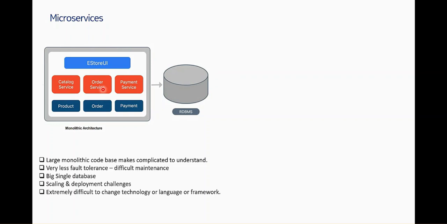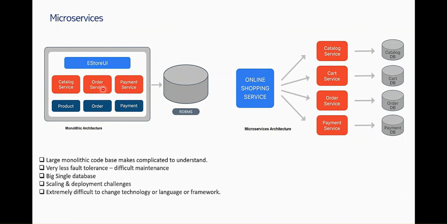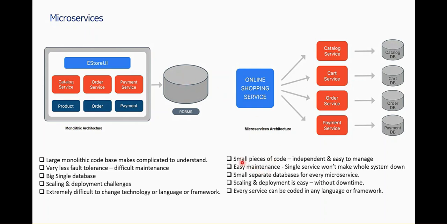To resolve this, they came up with this kind of architecture, called microservices architecture. Now you have your same shopping site, and there are some smaller services available. Remember, these services here are not technical. These are separate software components. In place of a single code, now you have small pieces of code, independent and easy to manage. This is one code, the catalog service. This is another code, the cart service.